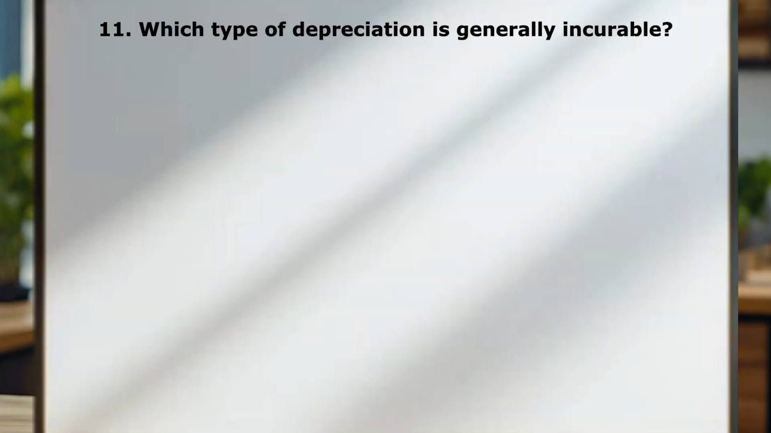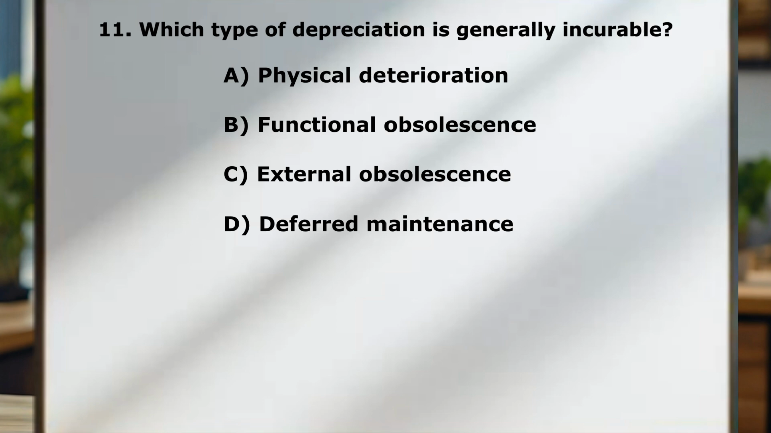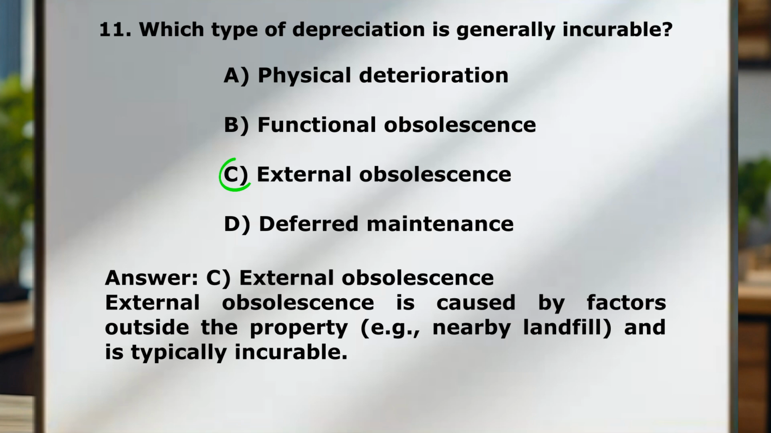Okay, since I love you and I want to see you do well, I'm giving you an extra question. Question number 11. Which type of depreciation is generally incurable? A, physical deterioration. B, functional obsolescence. C, external obsolescence. And D, deferred maintenance. So the correct answer here is going to be external obsolescence.